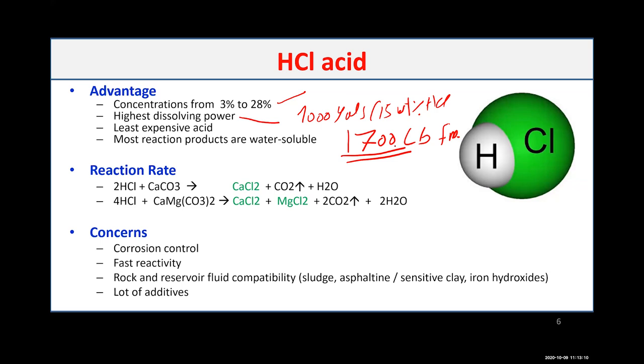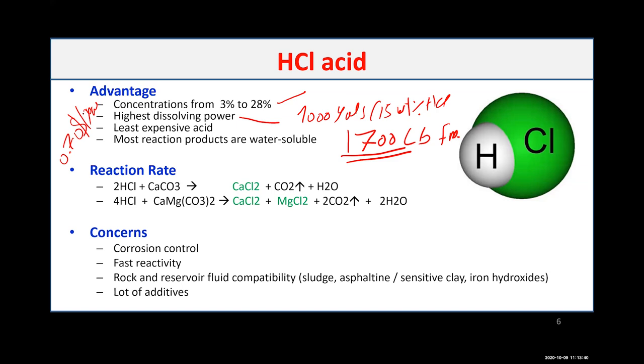And is it cheap? Believe or not, it just cost 70 cents, I would say $0.7 a gallon. So it's pretty cheap. So cost for us is pretty cheap. So having the highest dissolving power and cost is pretty cheap. So that's a lot of advantage of this acid. Therefore, it's one of the acids that we typically use in the oil and gas industry.